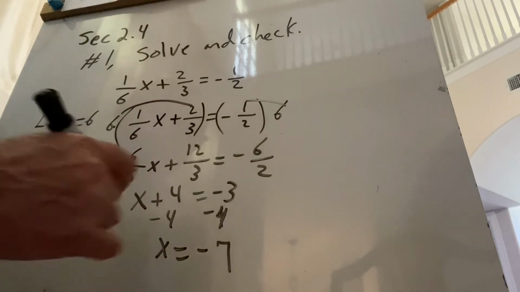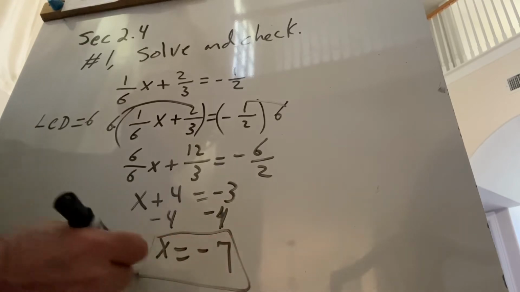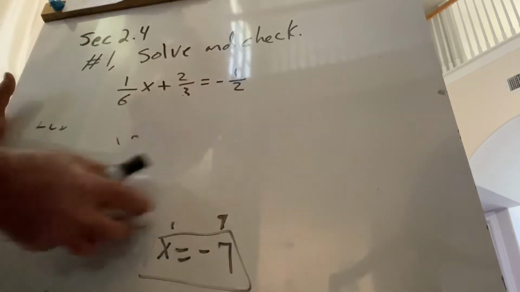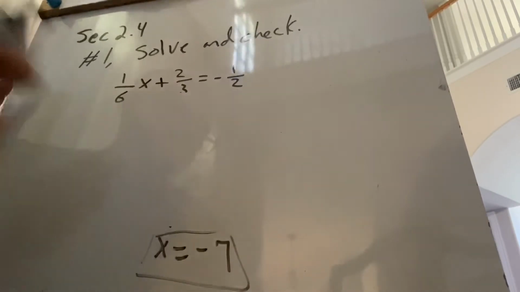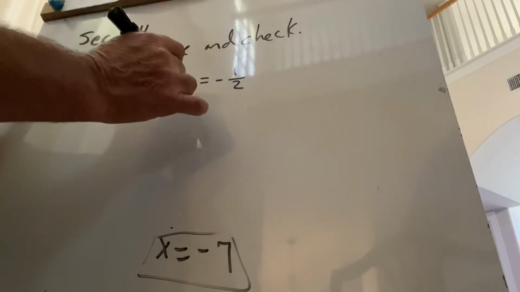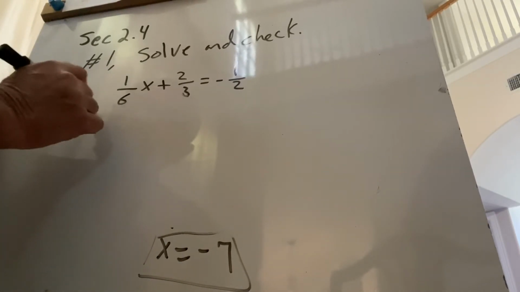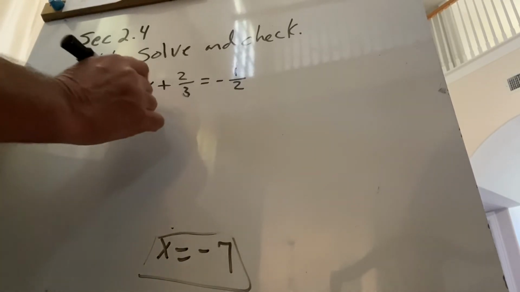I'm just going to box it, and then I'm going to erase up here and show you that it really does check. It does work in the original equation. That's what checking means: going back to the original equation, replacing all the x's with that value, and seeing if it really works. So I'm just going to say check. In this case, we're checking negative 7.